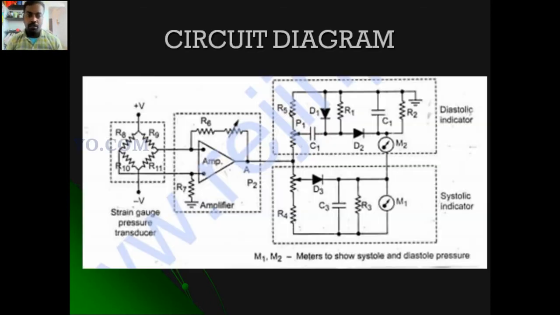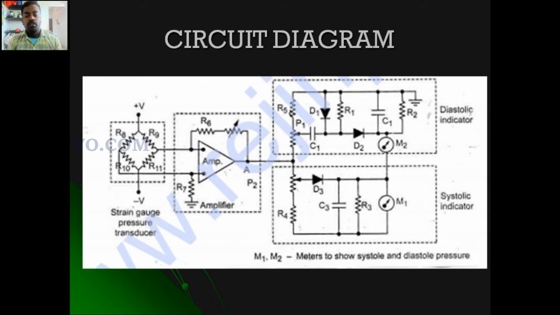pressure measurements. Next, I'm going to show the circuit diagram used in the direct measurement. Here the circuit diagram has 4 sections. First one is a strain gauge pressure transducer. This is a bridge circuit. The transducer converts the pressure into an electrical signal. Then this bridge is connected with an amplifier, that is a differential amplifier. It produces a high gain according to the change in electrical voltage.